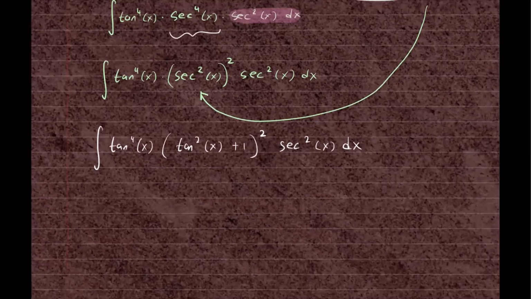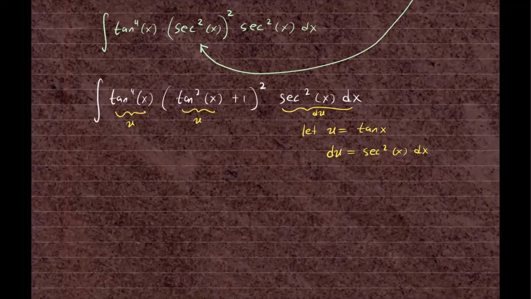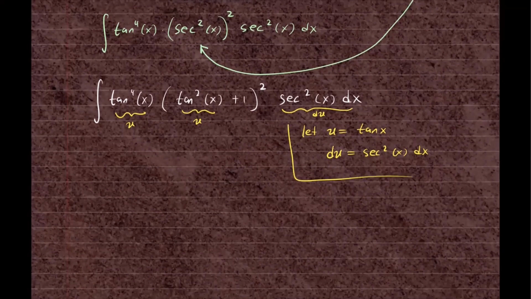So we're going to let u be our tangent. Let u be equal to tangent of x, then the derivative of u will be secant square of x dx, and this is what we got right here. This is our du, and this is our u. We do the algebraic simplification, and then we're ready to go. So I hope this is making sense. Let's go ahead and proceed.